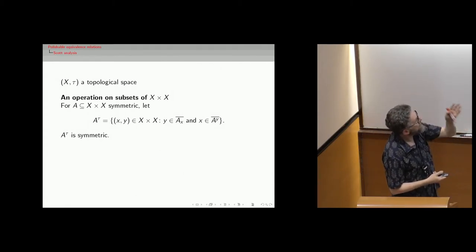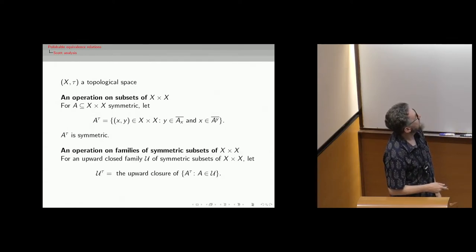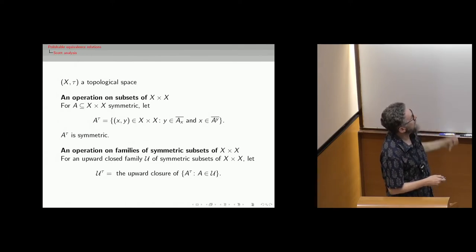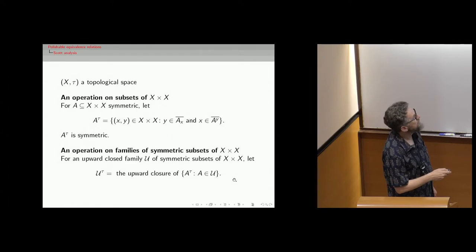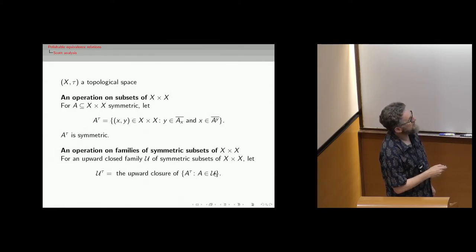We just take the closures vertically, horizontally, and take the intersection. Okay, and then this lifts to an operation on upward closed families of symmetric subsets of X cross X. If I have a family, for example a uniformity, I take a set A in the uniformity, I fatten it up, I look at A tau. And this gives me a family of symmetric subsets of X cross X. Since U was upwards closed, this family is actually included in U.